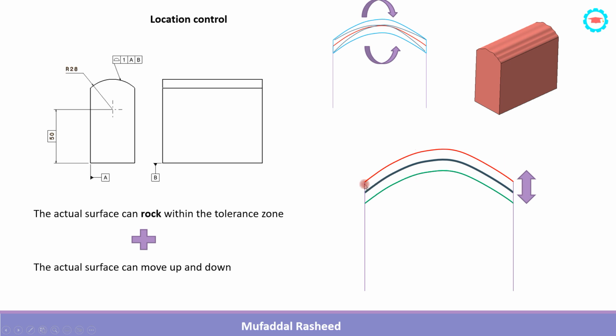So the definition of the tolerance zone with respect to the location of the surface, and the definition of the tolerance zone with respect to its orientation or rocking will be separate, and both are being controlled in this feature control frame for the profile of the surface.